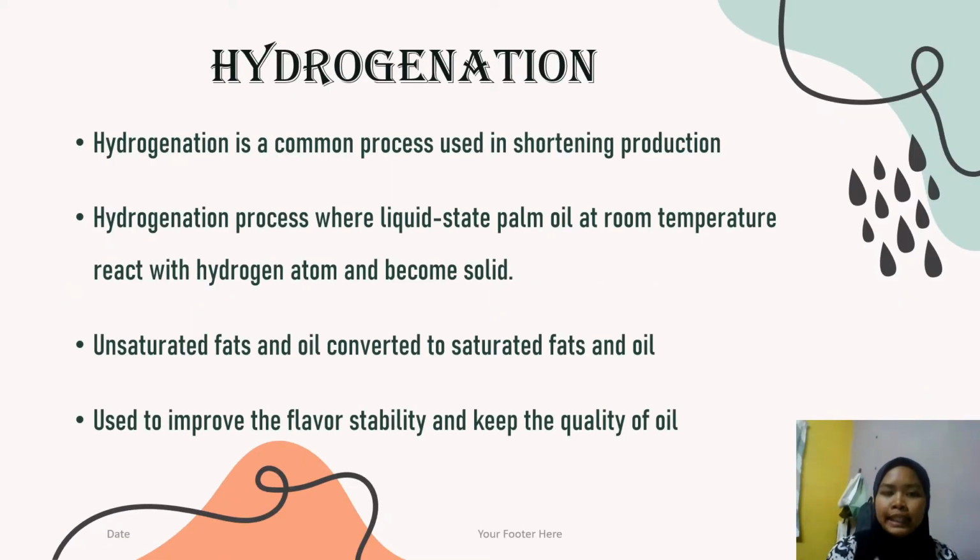So basically, the common process used in shortening production is the hydrogenation process. Hydrogenation is a process where liquid state palm oil at room temperature reacts with hydrogen atoms and becomes solid. The unsaturated fats and oil will be converted to saturated fats and oil. We use the hydrogenation process to improve flavor stability and to keep the quality of oil in the product.